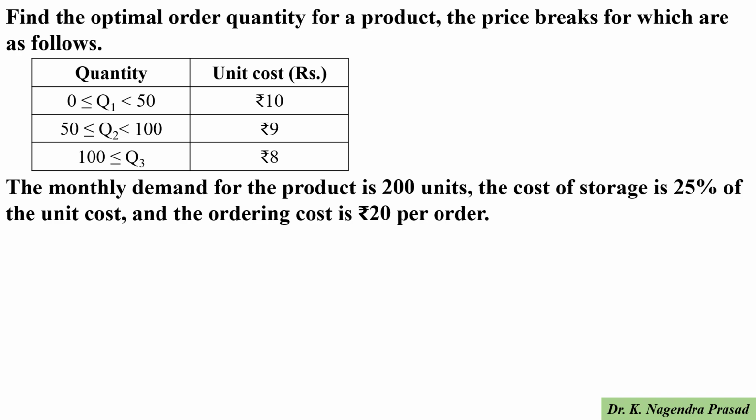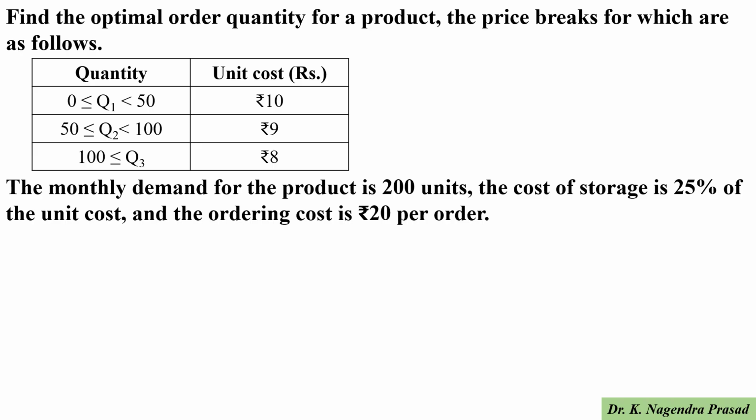In the present video, we will discuss the numerical problem on the quantity discounts model with two price breaks. Let's see the problem. Find the optimal order quantity for a product. The price breaks for which are as follows.